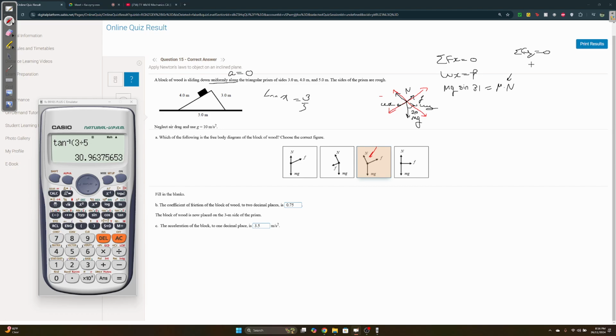Sigma Fy is going to be 0. So N is going to be equal to Wy, and that Wy is equal to mg cosine 31. Okay, so I'm going to substitute: mg sine 31 is equal to mu times N, which is mg cosine 31. You can cancel mg with mg, and I can take this cosine there. So tan 31, because when I divide by cosine here, sine over cosine will become tan 31, is equal to mu. So I just do tan of this.